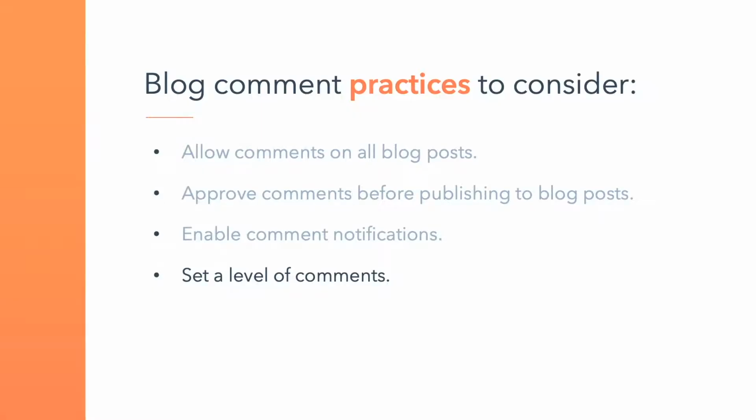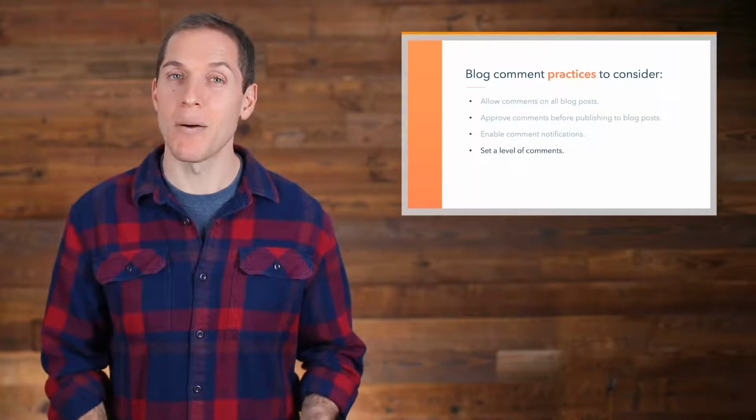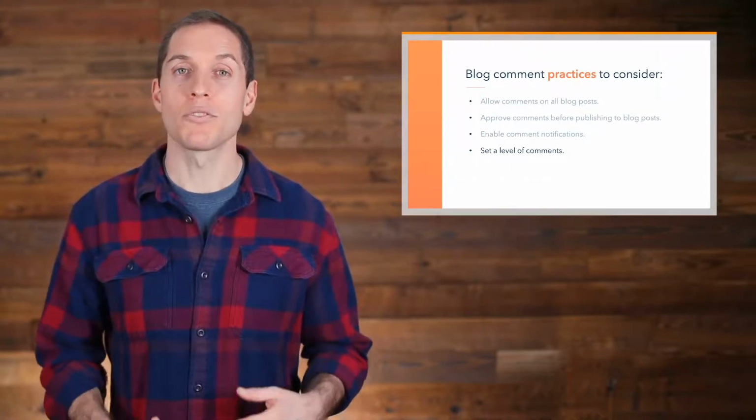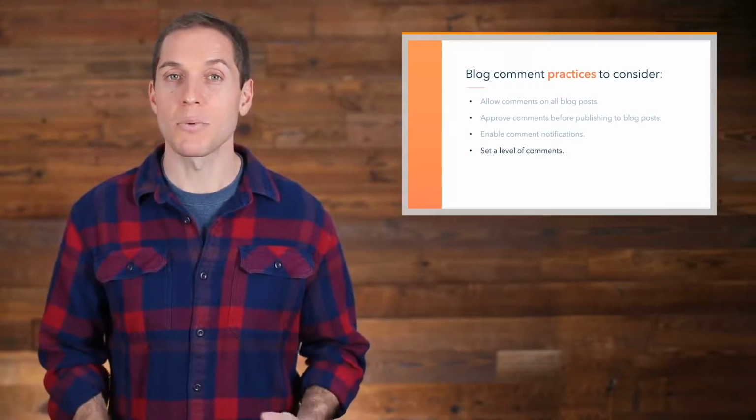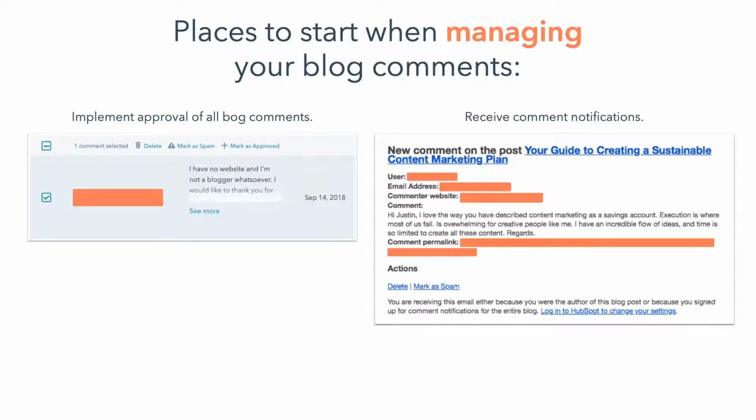And set a level of comments. If you have threaded comments available on your blog, you'll be able to directly reply and interact with your comments one-on-one. If you're looking for a place to start, I recommend implementing an approval of all blog comments before they're public. I've seen some pretty interesting comments in my day, and it's better to be safe than sorry. Also, I'd recommend receiving comment notifications. This way, you can have a quicker response time, which your readers will appreciate.